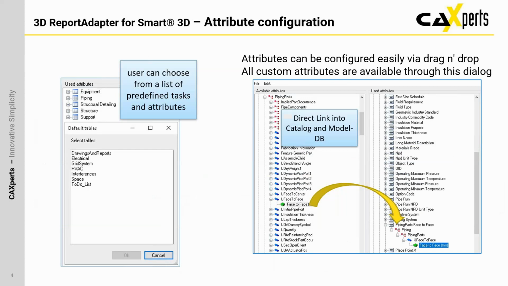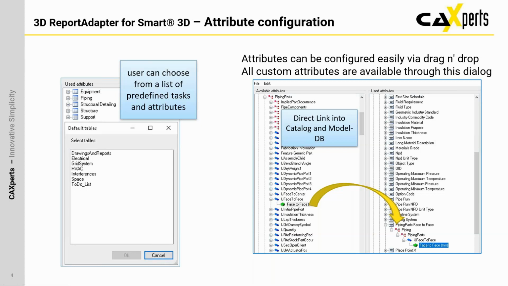Here, what is very important and very interesting is the attribute configuration. First of all, when you look on the left side, you see how the data are organized in the report adapter for Smart 3D. You see we have tables per task. That means for piping, for equipment, structure, supports, but you also have to-do list, interferences, drawing and reports.